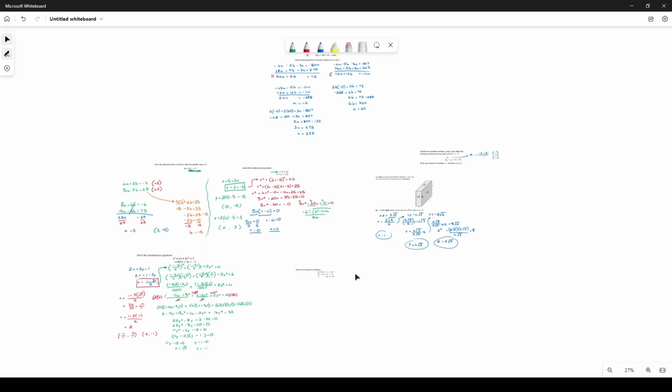Yeah, I think that's everything. Again, if I've made a mistake, let me know. If I've left something out that you think should be in here, let me know. But otherwise, I think that's simultaneous equations, the majority of it anyway. Yeah, alright.